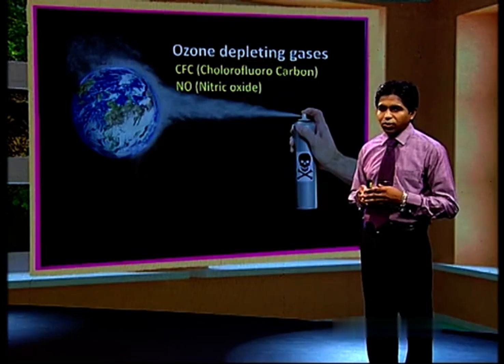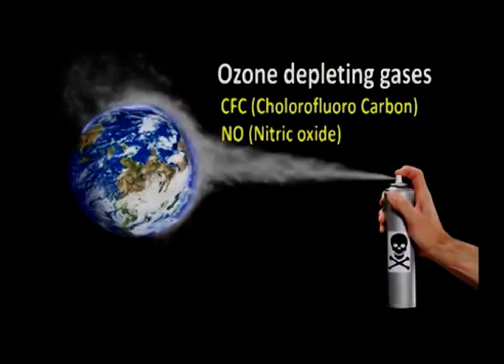So from where are they released? If we know the sources of these 2 gases, we can minimize the emission of these 2 gases to the atmosphere. So you can see here, aerosols, spray paints, hairspray, refrigerators, and air conditioners are the main sources of CFC. Therefore nowadays we use ozone friendly, ozone safe gases instead of CFC. Some of the halogen atoms are replaced by hydrogen. These ozone friendly gases are called HCFC. Nitric oxide is mainly emitted by vehicle emissions due to the combustion at high temperature.